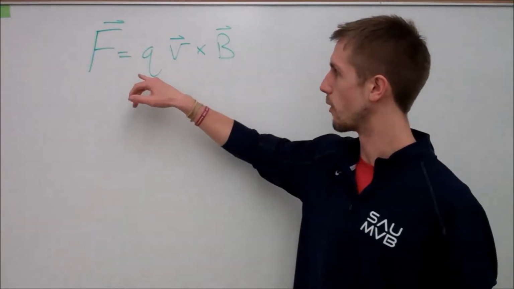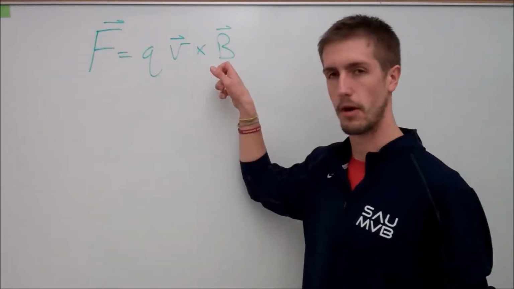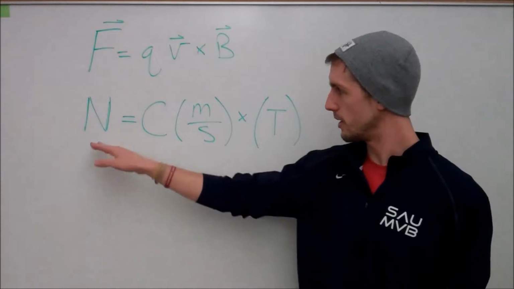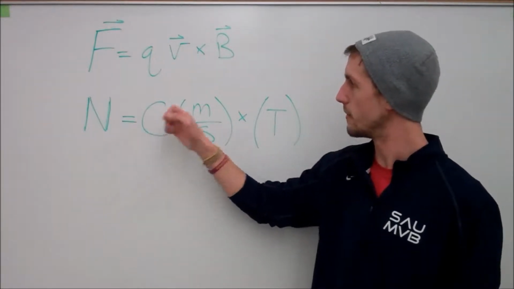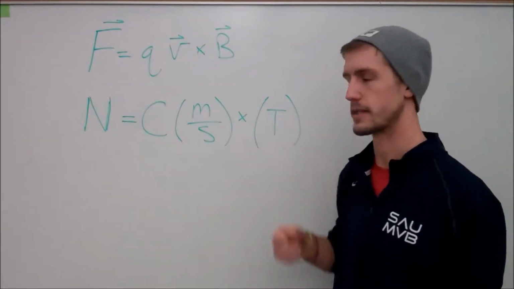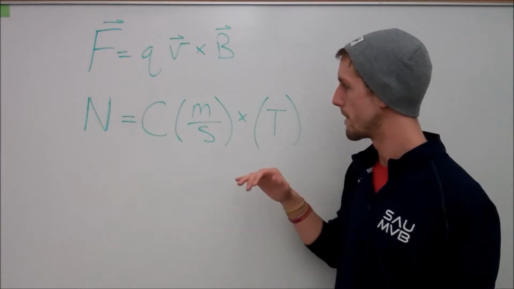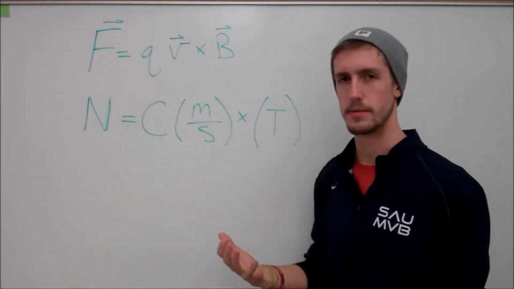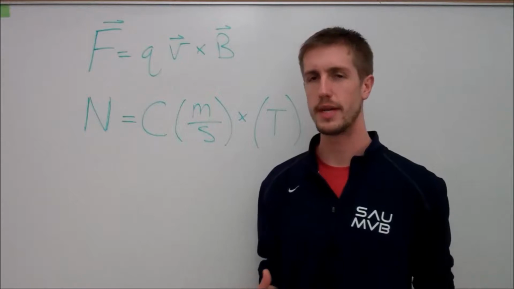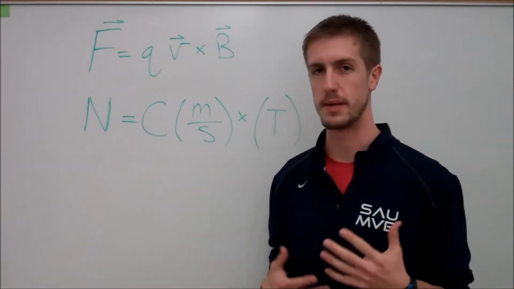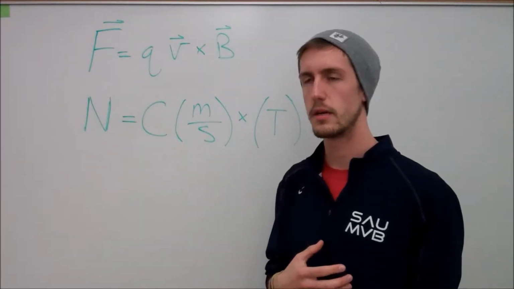What are our units for charge, for velocity, for our B field, for our force? All right, so we've got newtons is equal to coulombs times meters per second multiplied by Tesla. And again, I don't see where current comes in. Well, tell me, what is current? What exactly is the definition of current? What does it mean?